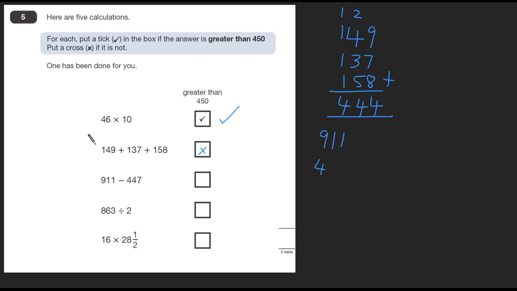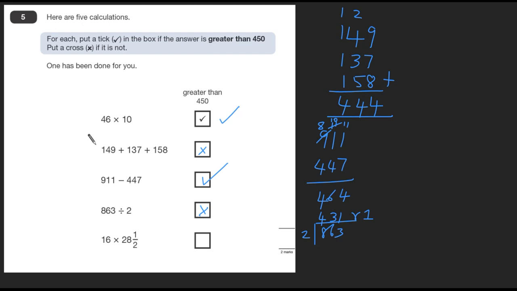911, take away 447, and this is going to be 9 becomes 8, and this becomes 11, 11 becomes 10, and this becomes 11, 11 take away 7 is 4, 10 take away 4 is 6, 8 take away 4 is 4, 464, definitely more than 450. 863, if you divide by 2, that is going to be 430. 2 times 4 is 8, 2 times 3 is 6, 2 times 1 is 2, and the remainder 1 or 0.5. So 431 is less than 450, put a cross.